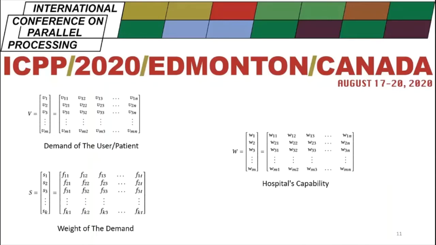For example, some patients may give higher importance to cheap services, whereas some patients may put higher weights on hospitals in close proximity. Finally, the matrix on the right side, matrix W, contains the hospital's capability information. It is obvious that there are multiple hospitals, and each row represents the capability of each hospital. There can be different types of capabilities like cost, distance, quality, etc.